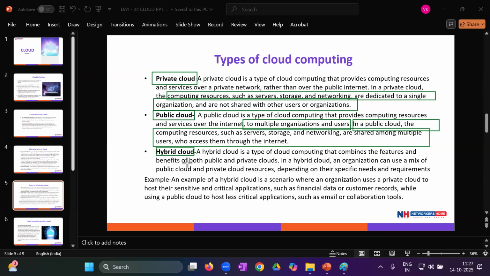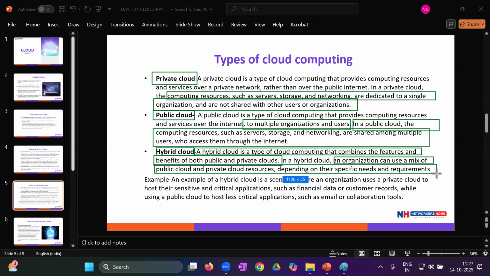And then we have what? Hybrid cloud. A hybrid cloud is a type of cloud computing that combines the features and benefits of both public as well as private. So for example, let's say one organization has certain sensitive information. All that sensitive information will be uploaded in the private cloud, whereas other information can be uploaded in the public cloud. So a hybrid is where an organization can use a mix of public and private cloud resources depending on their specific needs and requirements.